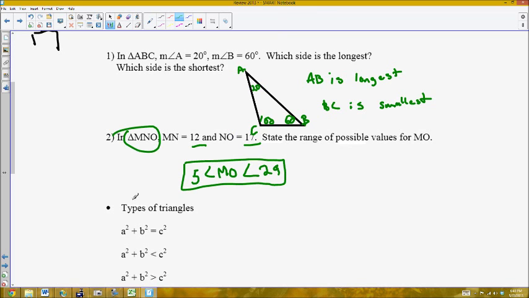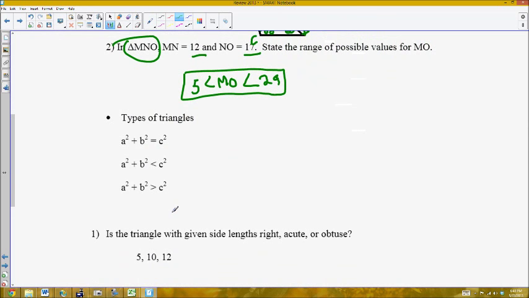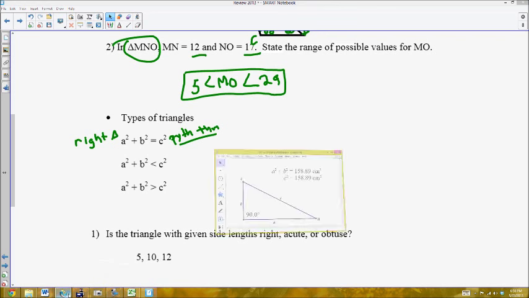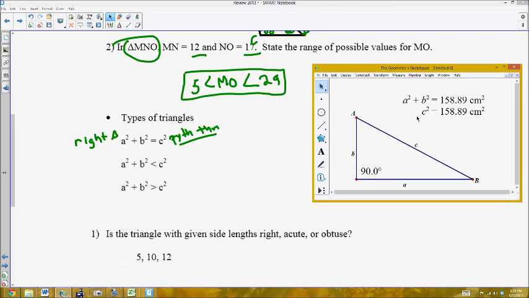Now there are three types of triangles, and it turns out that the relationships of the sides can indicate to me what kind of triangle I have. If a squared plus b squared equals c squared, remember that this is actually the Pythagorean theorem, and that relates only to right triangles. So let's see what happens in these other two situations, when a squared plus b squared is less than c squared and when a squared plus b squared is greater than c squared. Here I have a right triangle. It's 90 degrees. A squared plus b squared equals c squared, so I know that it's a right triangle, Pythagorean theorem.